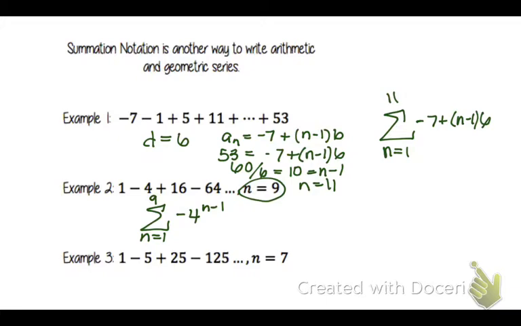And then also the same thing there for number 3. They don't tell us what the last term is, but they do tell us that they want us to add together 7 of those terms. So the first term again is going to be 1. Common ratio is -5 to the n minus 1 power.